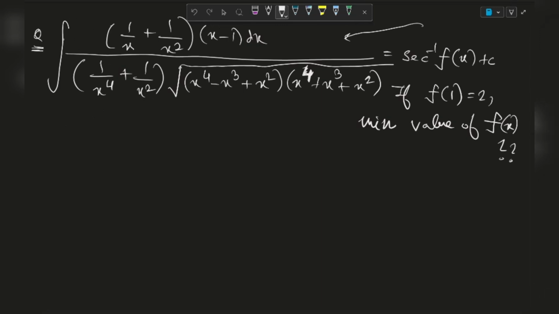I've written this down. This is the integral of (1/x + 1/x²) in this bracket, multiplied by (x − 1) dx, divided by (1/x⁴ + 1/x²) in a bracket, multiplied by the root under (x⁴ − x³ + x²) in one bracket, and that is multiplied by again (x⁴ + x³ + x²). This is complete under the root. So this comes out to be sec inverse f(x) + c. And if f(1) is 2, we need to find out the minimum value of f(x).